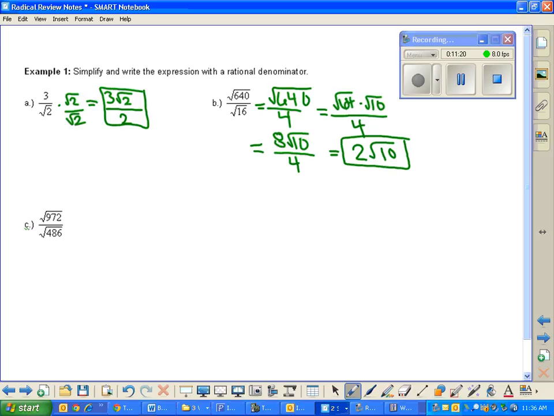Do those two make sense? Do A and B make sense to you guys? If so, I see some nods. If so, I want you to try part C. There's more than one way to do this, just so you know. So give it a try. Make sure you're on track. And I will walk around and see if there are any questions.